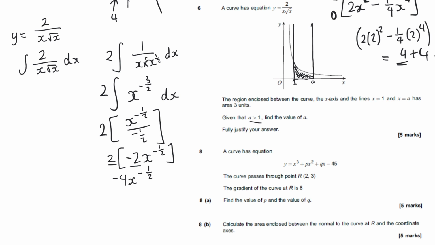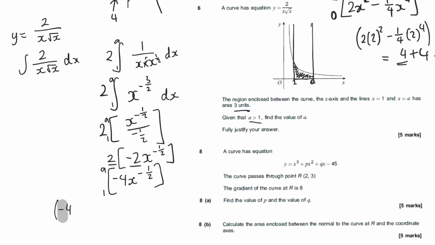Okay, so now we've integrated. The key thing here is that we know the area is equal to 3. So remember, the area is between the limits of a and 1. So I'm going to put the brackets of the limits, which I could have put initially as well, a and 1. And then now to do that, I'm going to substitute them in. So that would be minus 4.